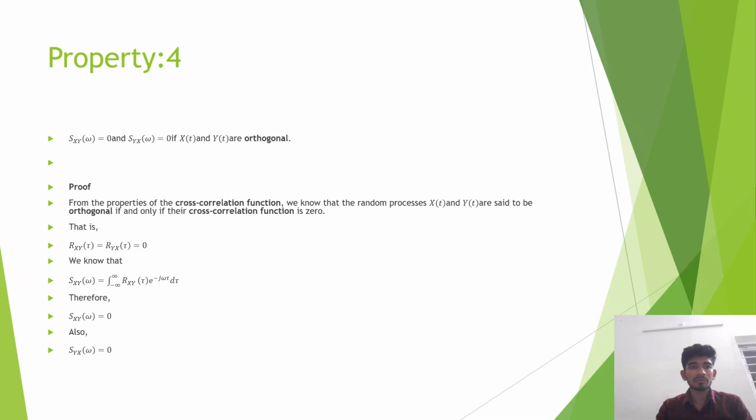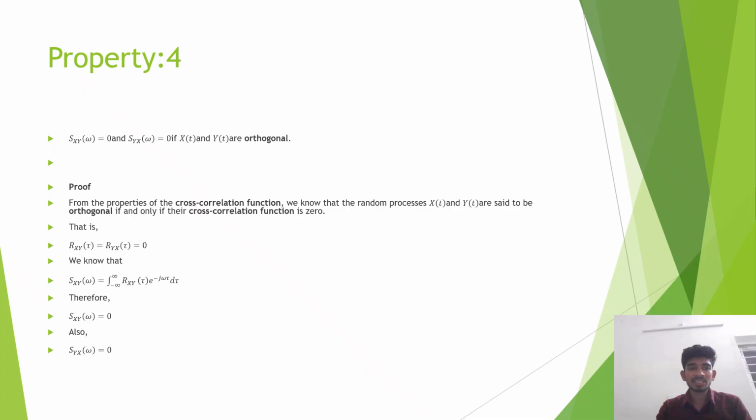Now the property: S_xy(omega) is equal to 0 and S_yx(omega) is equal to 0 if x(t) and y(t) are orthogonal. Here is the proof. From the properties of cross correlation function, we know that the random processes x(t) and y(t) are said to be orthogonal if and only if their cross correlation function is 0, that is R_xy(tau) is equal to R_yx(tau) is equal to 0.